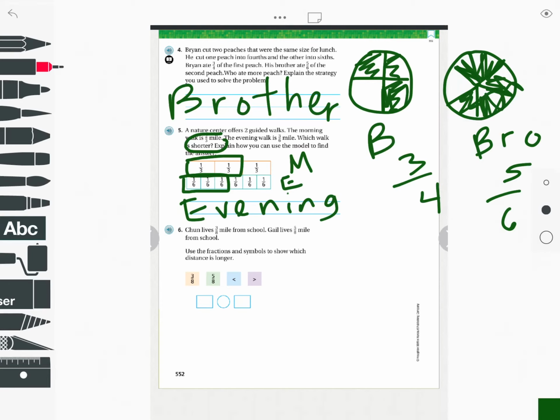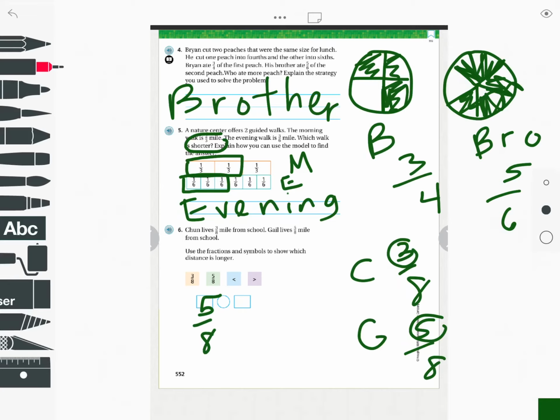All right, number 6. Chun lives 3/8 from school and Gail lives 5/8. They want us to use this organizer to fill in the information. Well, I know that I'm dealing with the same size pieces, so I can just look at the numerator. I know 5 is bigger than 3, so 5/8 or Gail is greater than 3/8. Okay? Or another way to write it is, I could say 3/8 is less than 5/8. It means the same thing.